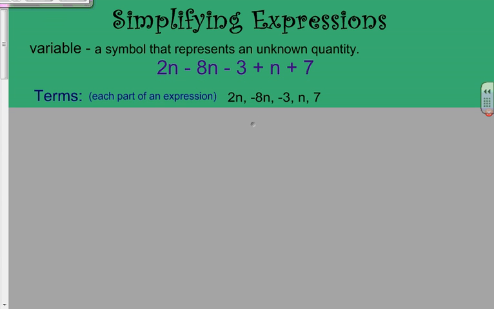Next term is a term, the actual word terms. Terms are each individual part of an expression. So in the expression you're looking at right now, 2n is a term, negative 8n is a term, negative 3, positive n, and positive 7. Those are all separate terms in that expression.